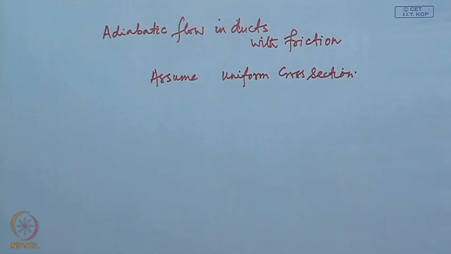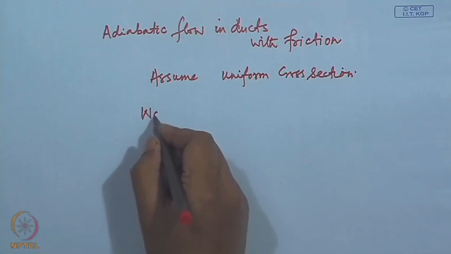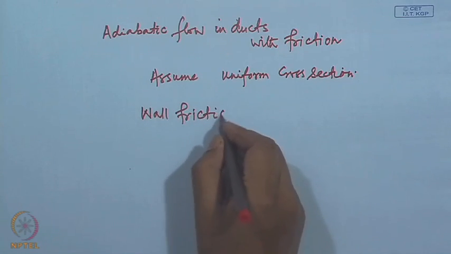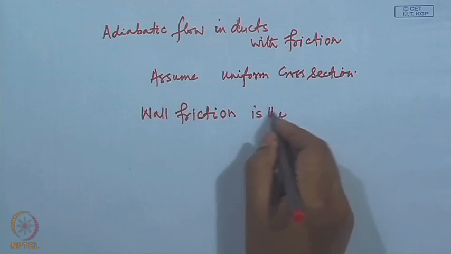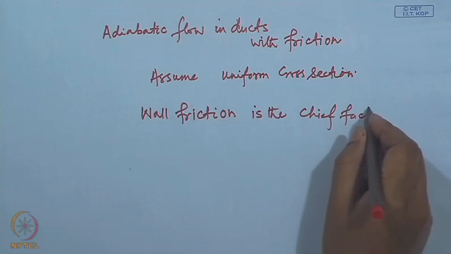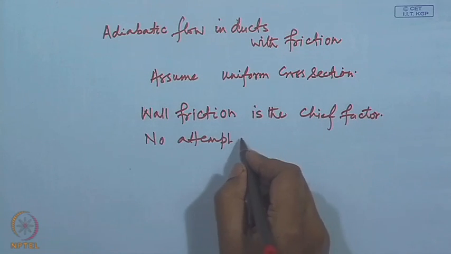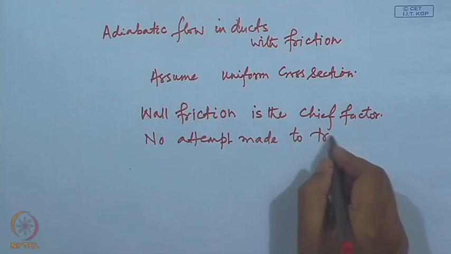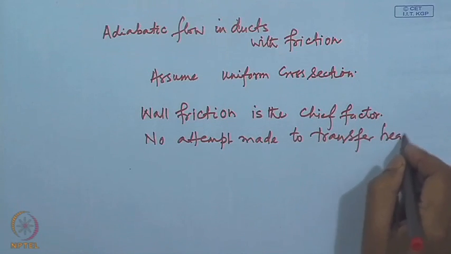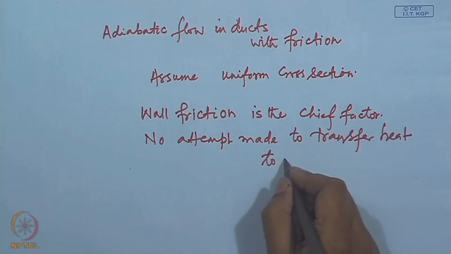Now, flow in a duct with friction is important in many practical applications, as an example in stationary power plants, in aircraft propulsion, high vacuum technology, chemical process plants and natural gas transport through long pipes. We will consider that wall friction is the chief factor, and no attempt is made to transfer heat to or from the flow.